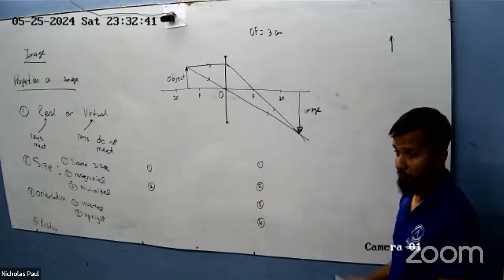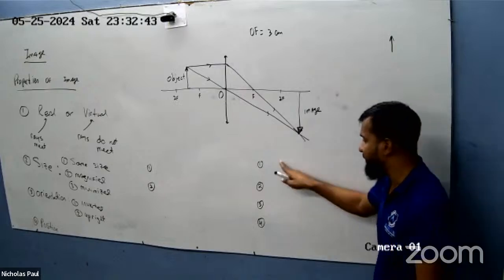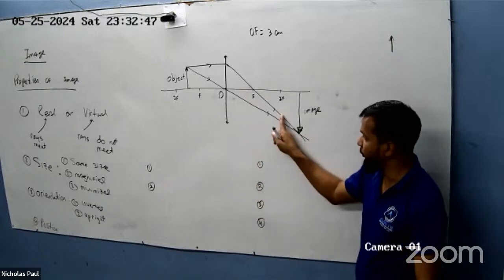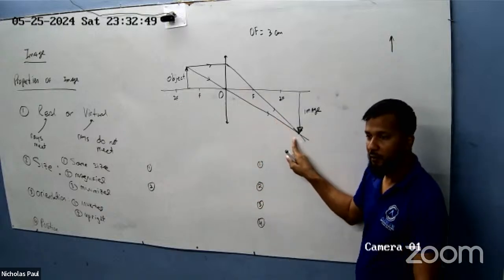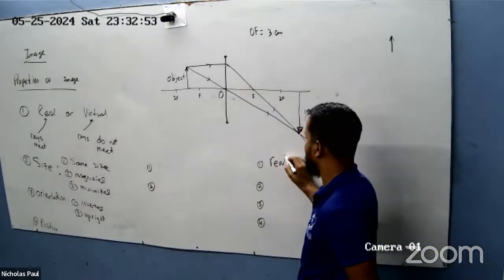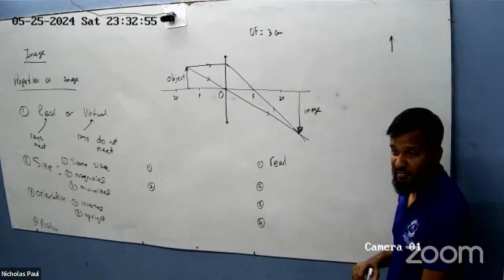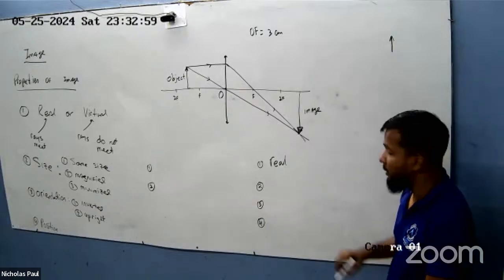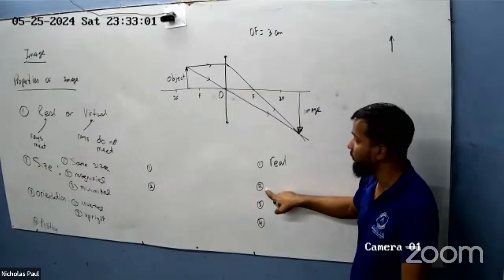Yeah? You all get through it? Let's describe it now. Real or virtual? Do these rays meet? Yep, the rays meet. So therefore, our image is real. Everybody okay with that? Are you okay with that? See that? Next. Number two.